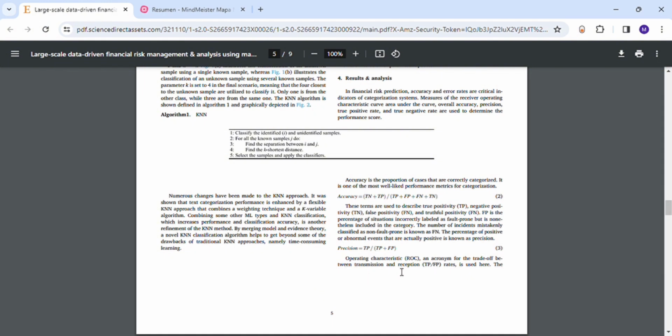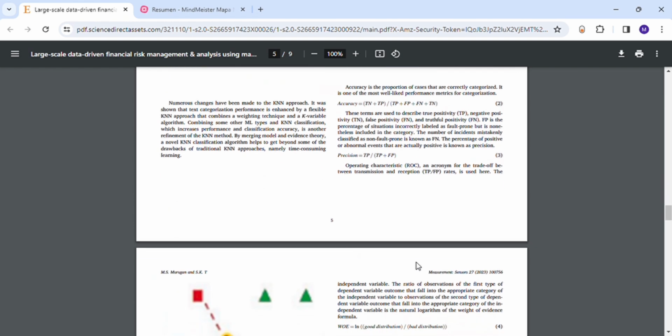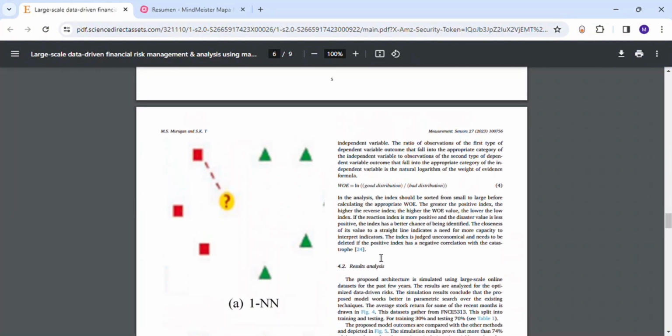Operating characteristic is an acronym for the trade-off between transmission and reception rates used here. The independent variable, the ratio of observations of the first type of dependent variable outcome that fall into the appropriate category of the independent variable to observations of the second type of dependent variable outcome that fall into the appropriate category, is the natural logarithm in the weight of evidence formula.